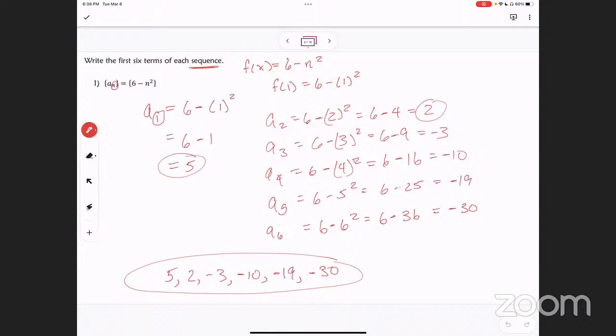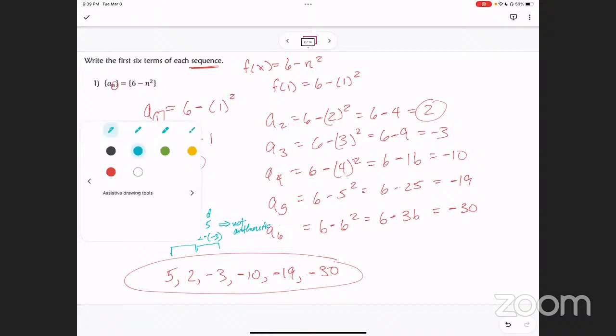It's neither. And the way you can tell is the difference between these, 5 minus 2 is 3. The difference between these, 2 minus -3 is 5. These do not equal each other. So these are your differences, and they don't equal each other. So that means it's not arithmetic. Okay. So arithmetic means that there's a common difference between terms.